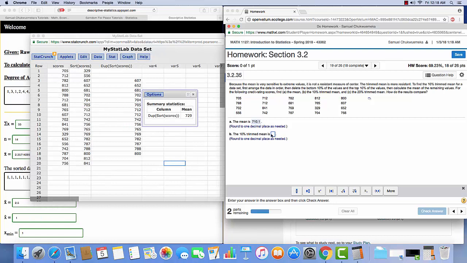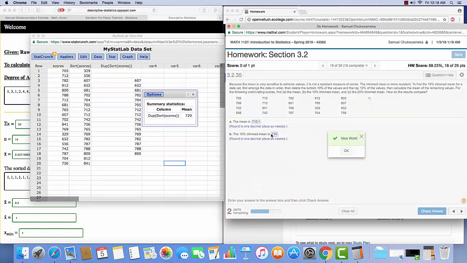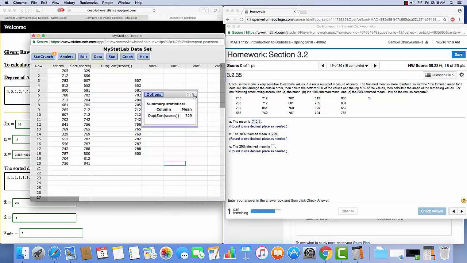So that gives me 729. Then 20% trim mean, 20% of 20. 20% of 20 is 4. So I've removed the first two, I just removed the next two to make it removing 4. The same thing with the bottom. So it's like removing the top four and the bottom four. Okay, that is what I just did.